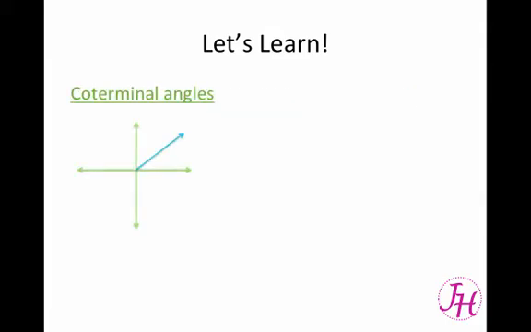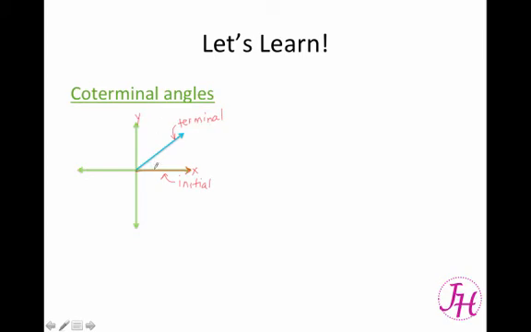Okay. Coterminal angles is when you have your initial side on the x-axis, there's your y-axis, and then you have your terminal side. So here is the initial side, and this is called the terminal side, because the terminal side changes. The initial side doesn't move. The terminal side is the one that's moving to give you that angle, that rotation that gives you the angle.